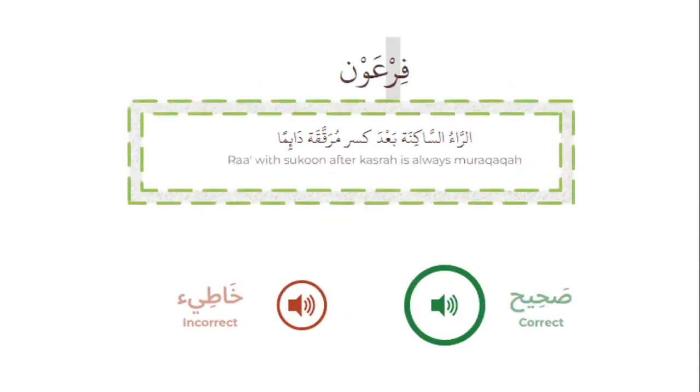Ra with sukun after kasra is always murakkaka. Example, fir'auna. Fir, not far. Fir'auna.